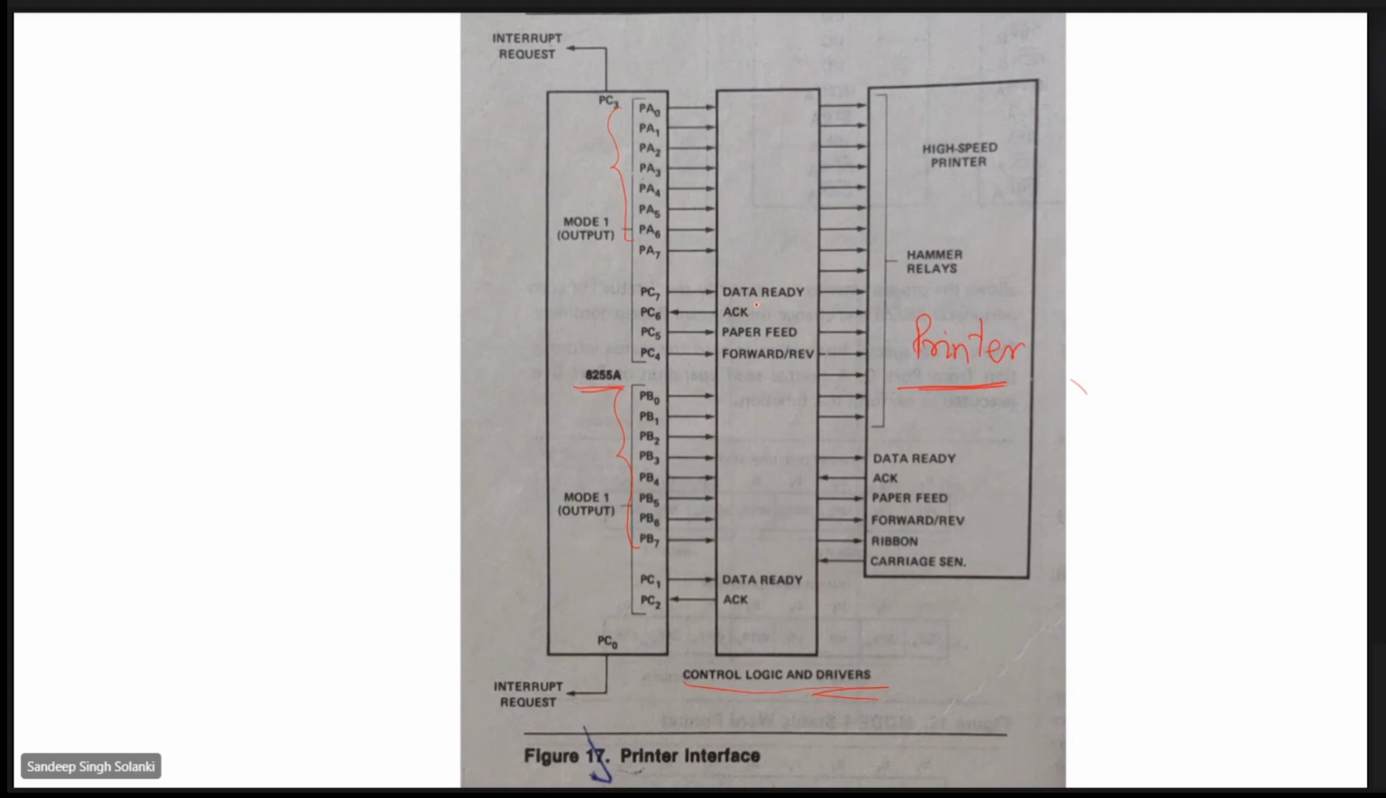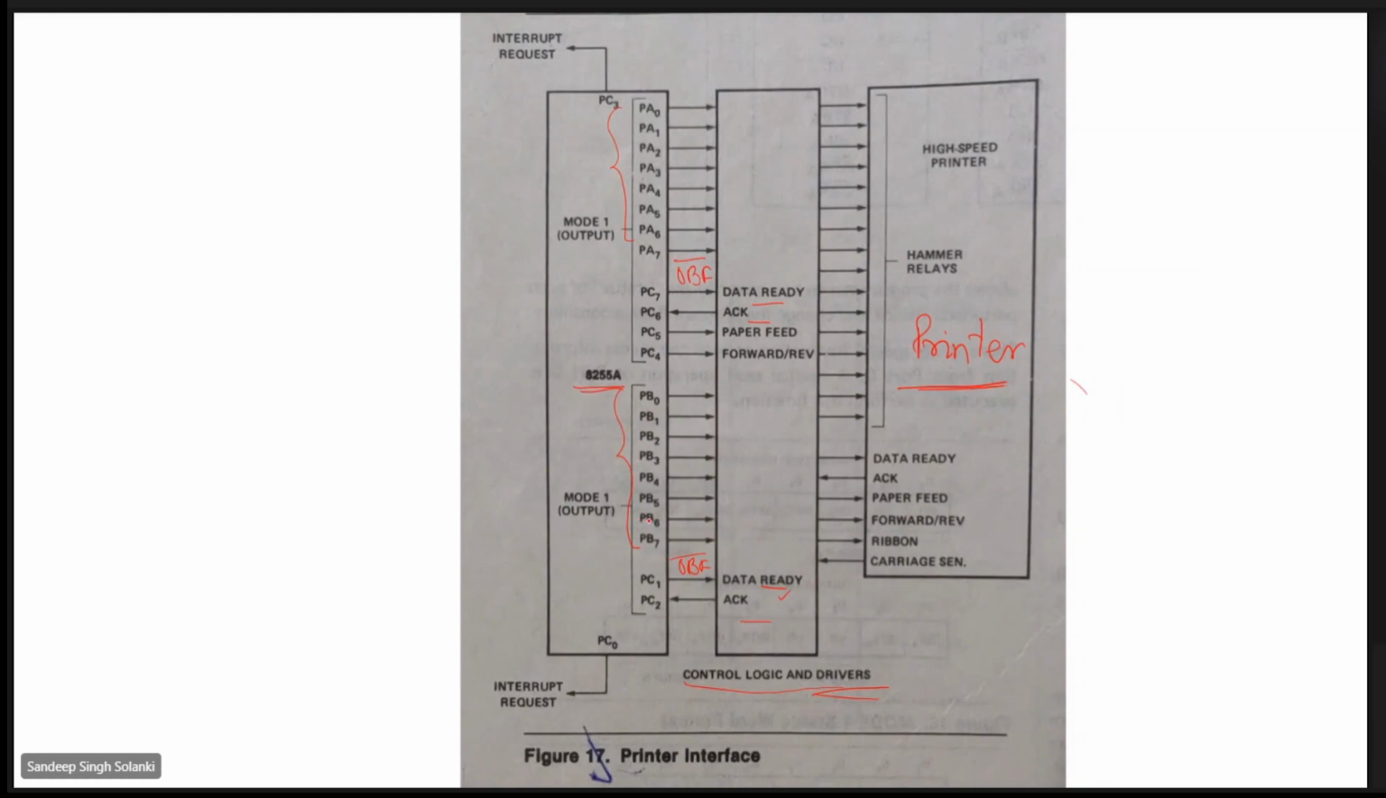What is the handshake? The data ready, acknowledge. So you can see that data ready is nothing but OBF, output buffer full. Here data ready is output buffer full. So PC1 is telling you output buffer full, and the driver understands that data is ready to be read from the port.